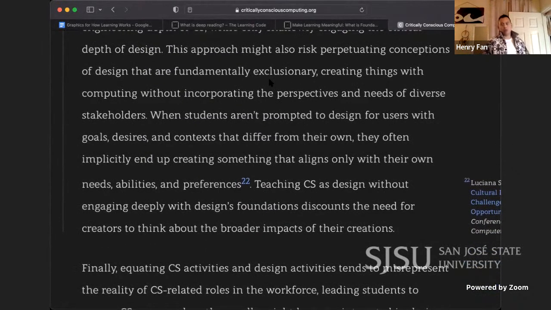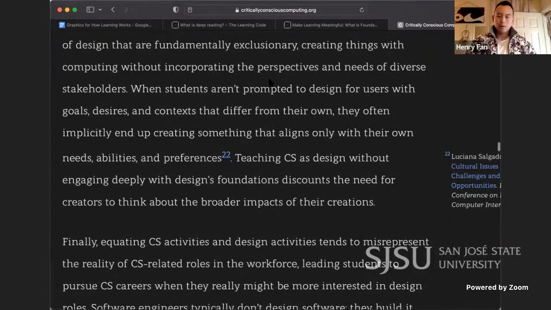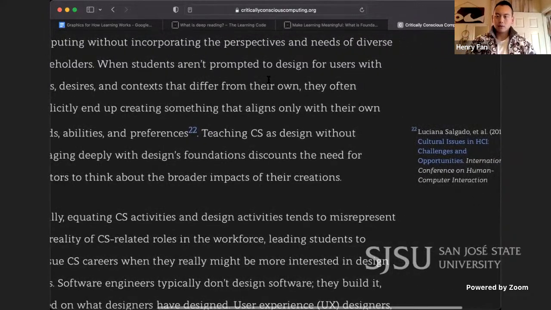This approach might also risk perpetuating conceptions of design that are fundamentally exclusionary, creating things like computing without incorporating the perspectives and needs of diverse stakeholders. When students are not prompted to design for users with goals, desires, and contexts that differ from their own, they often implicitly end up creating something that aligns only with their own needs, abilities, and preferences. Teaching CS as design without engaging deeply with design's foundations discounts the need for creators to think about the broader impacts of their creations.